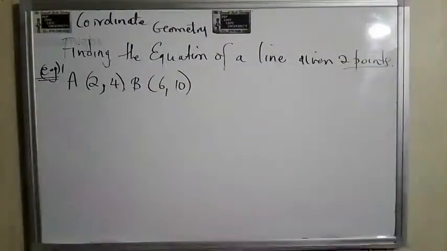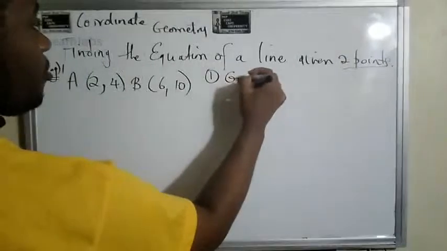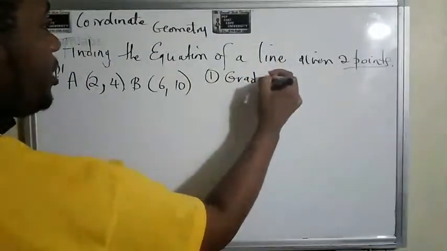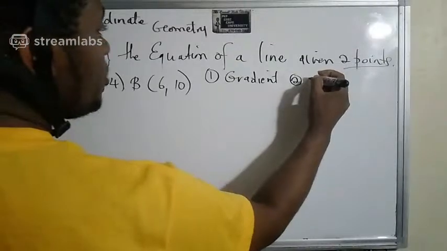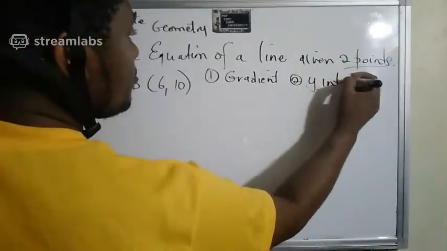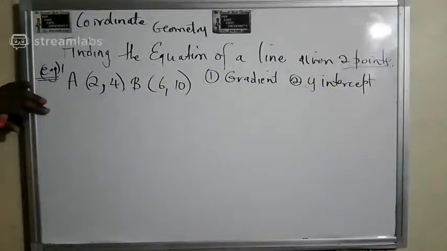Global. Alright. So we're going to find the gradient first. I just put them in points because for the girls, I know girls like to make points. We find the gradient. Next thing, we find the y-intercept. Alright, so let's go.